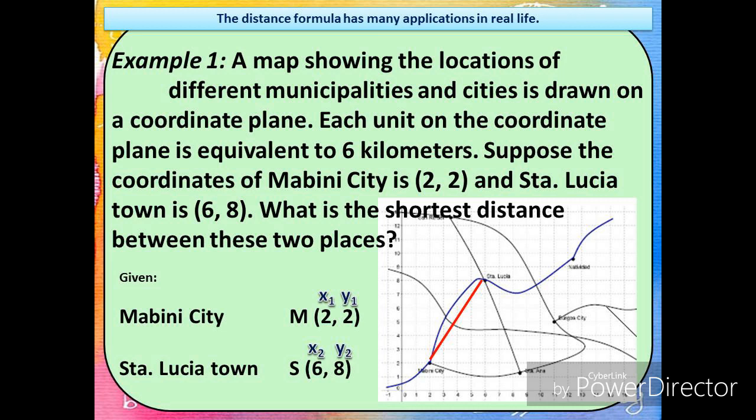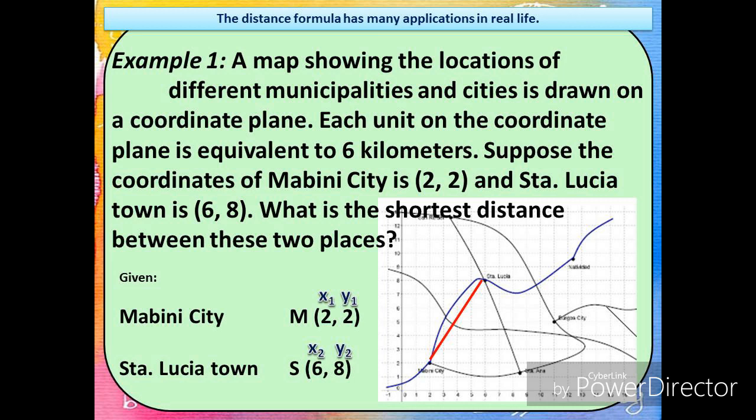Okay, so let's have the problem solving now: the application of the distance formula in real life. For example number 1, a map showing the locations of different municipalities and cities is shown on the coordinate plane. Each unit on the coordinate plane is equivalent to 6 kilometers. Suppose the coordinates of Mabini City is positive 2, positive 2, and Santa Lucia town is positive 6, positive 8. What is the shortest distance between these two places?